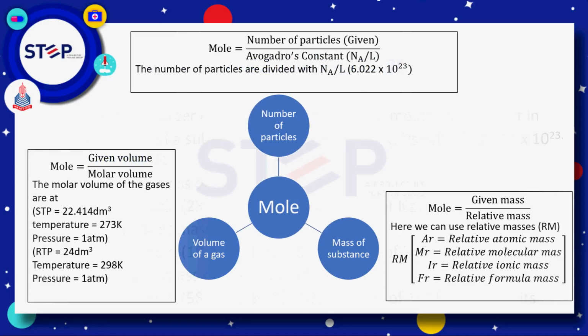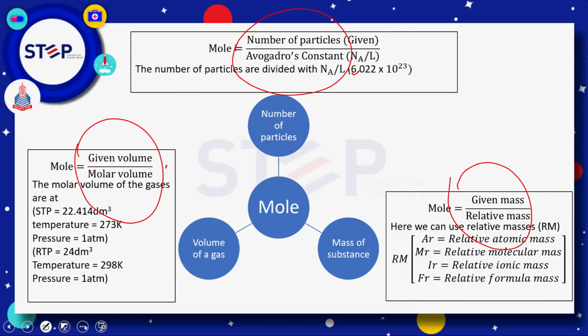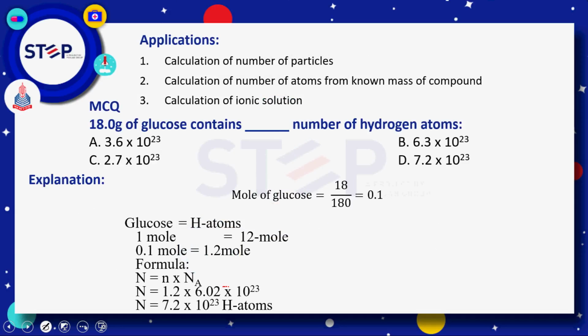Mole can be found out by different ways. Mole can be found out by the formula: given mass over molecular mass or molar mass, given volume over molar volume, and the given particles over Avogadro's number. Application of moles: we can calculate the number of particles from mole, we can find out the number of atoms from the known mass of compound, and we can also calculate the ionic solution from the mole.